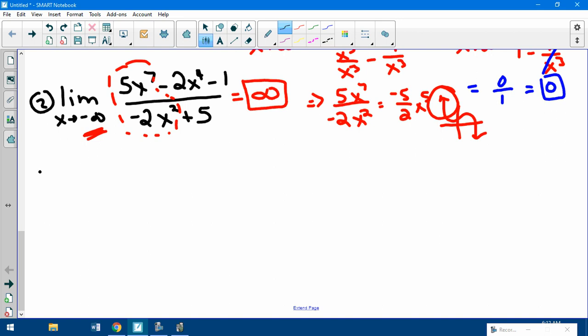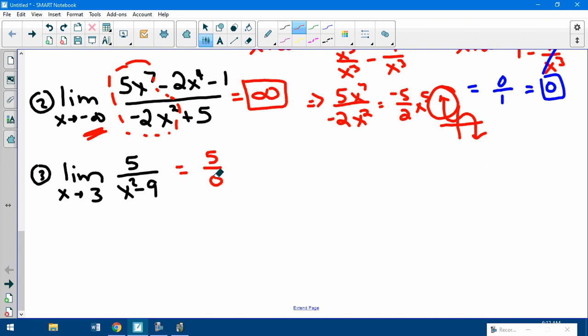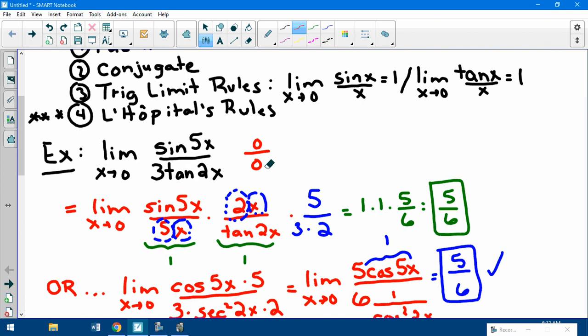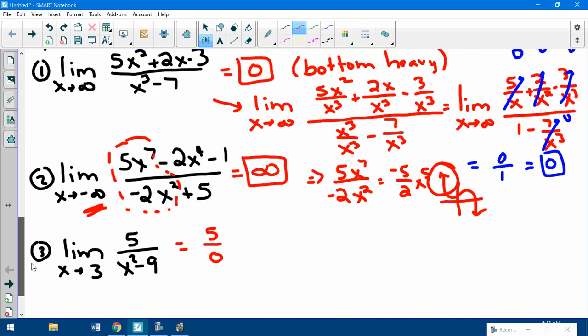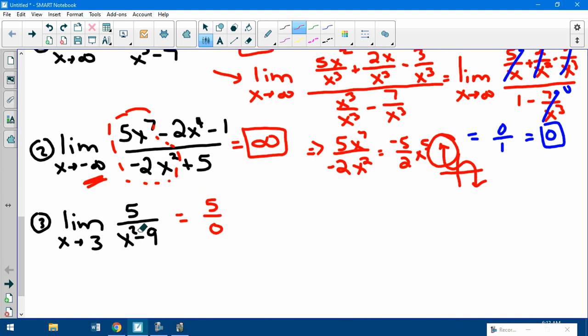Okay, 2 more limits, and then we'll talk a little bit about continuity. How about the limit as x goes to 3 of 5 over x squared minus 9? First off, what do you get if you plug in 3? You get 5 over 0. So that's not indeterminate. That's not 0 over 0. It's not infinity over infinity or infinity times 0. So not indeterminate. It's also not bottom heavy.